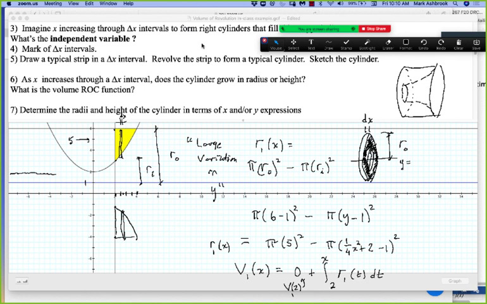Professor, we're still revolving around y equals 1? Yeah, it's the same empty shell. You're going to take the same exact empty shell where we took that region and revolved around y equals 1. The only difference now is we're going to have y increase through delta y intervals for the same empty shell. Okay, thank you. Sure.